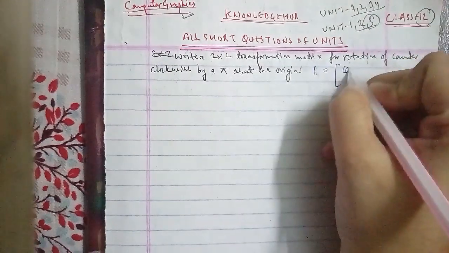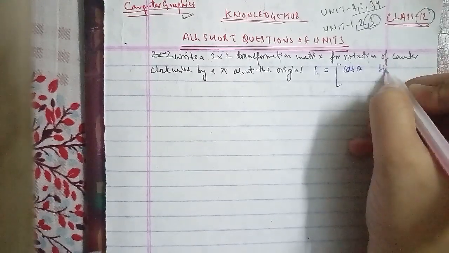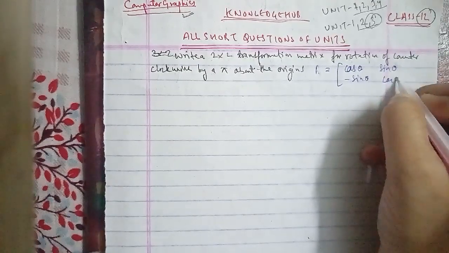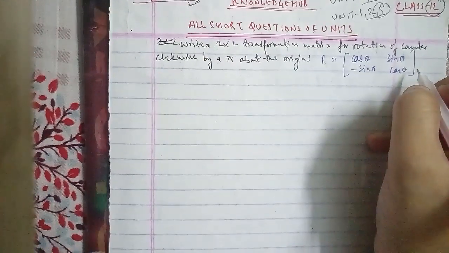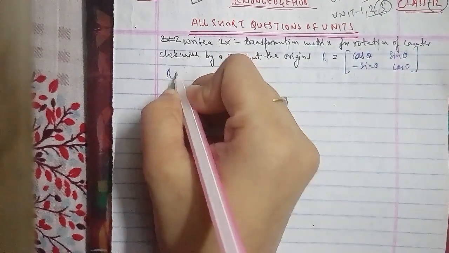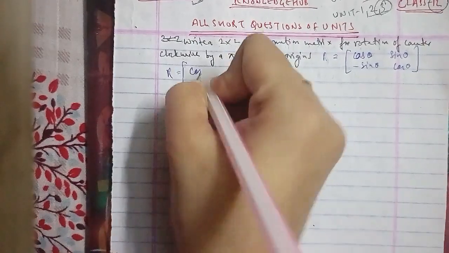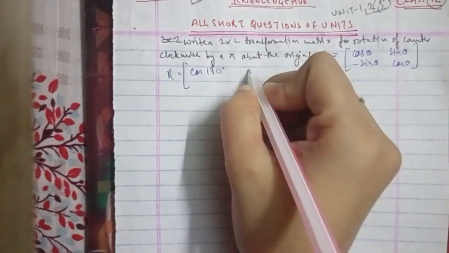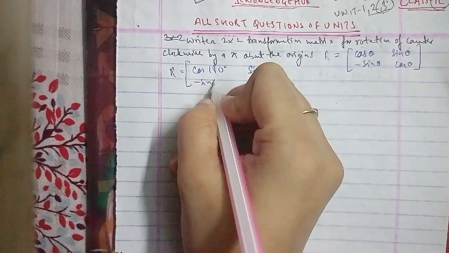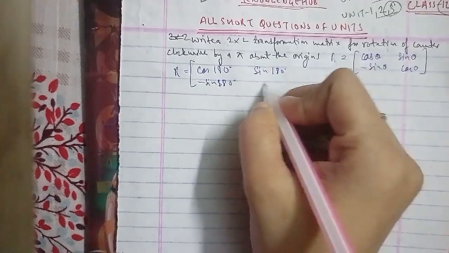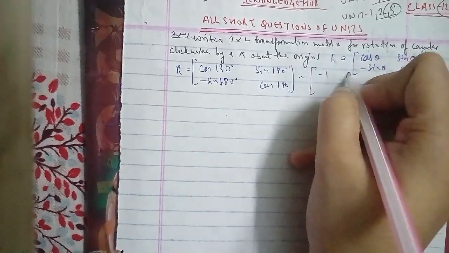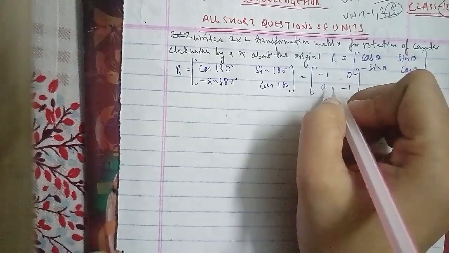R equals cos theta, sin theta, minus sin theta and cos theta, where for the clockwise rotation theta is negative. For that we have R equals cos 180 degree, sin 180 degree, minus sin 180 degree and cos 180 degree, that gives us minus 1, 0, 0, minus 1. That is the answer here.